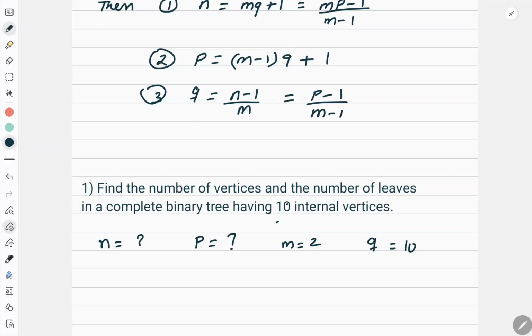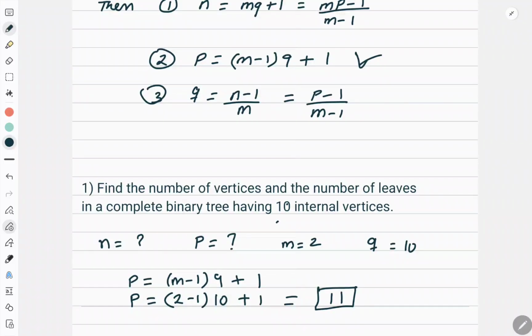Now how to solve this question? So go back to the relation. Since I want n and p, you should search for a relation with n and p. If you look at this one, you have m, you have q. So you can use this relation. Let me use this. So p is equal to (m minus 1) q plus 1. P I don't know. M is 2. So (2 minus 1) into 10 plus 1. So it is 11. Correct?